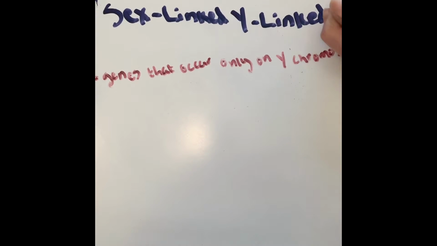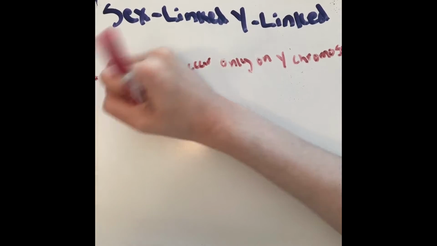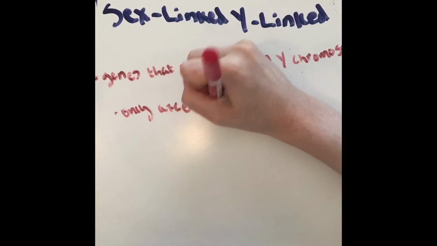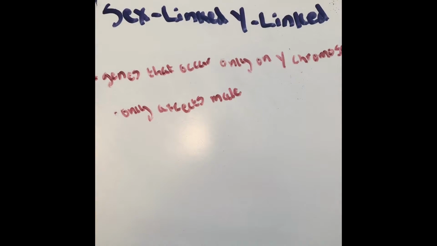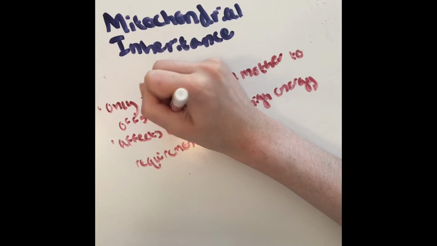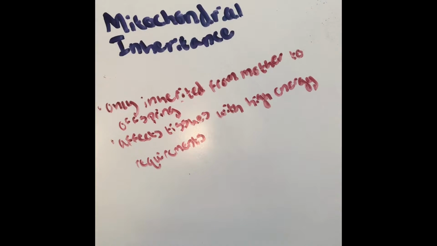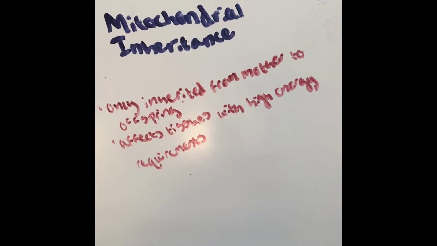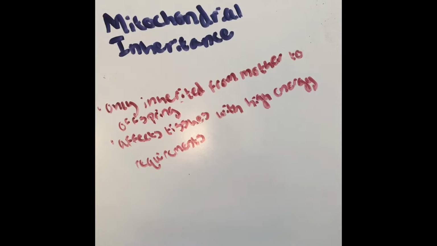Sex-linked Y-linked genes occur only on the Y chromosome, therefore it only affects males and is only passed down to sons. Mitochondrial inheritance is only transmitted from mother to offspring. This affects tissues with high energy requirements, such as the nervous system, skeletal muscle, heart muscle, liver, and kidneys.